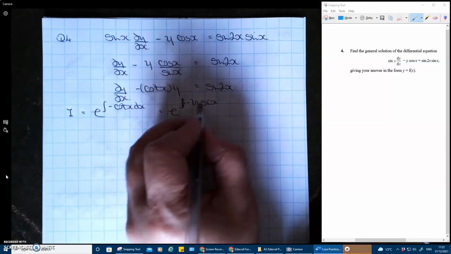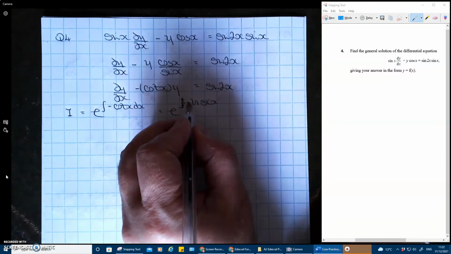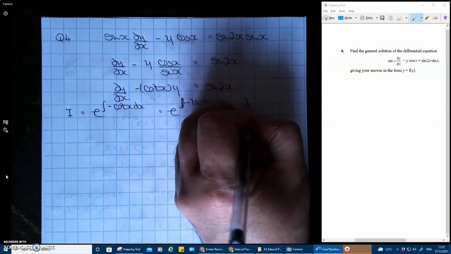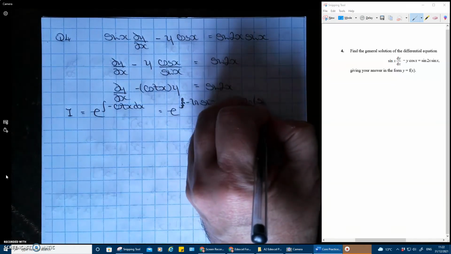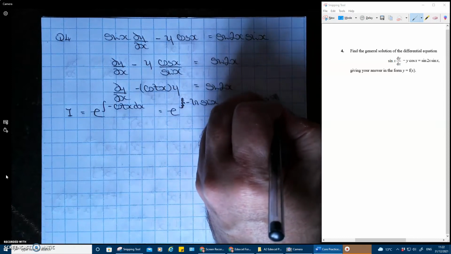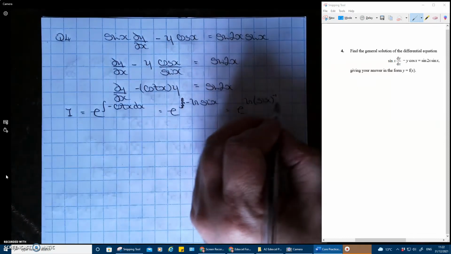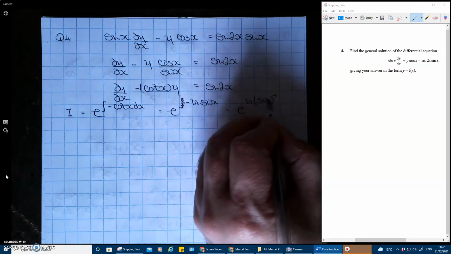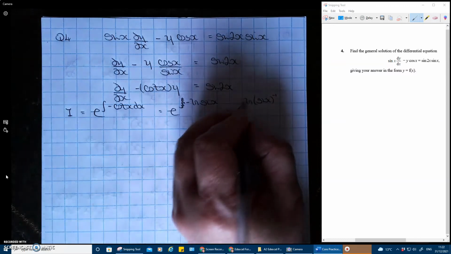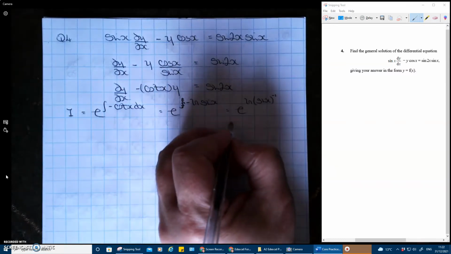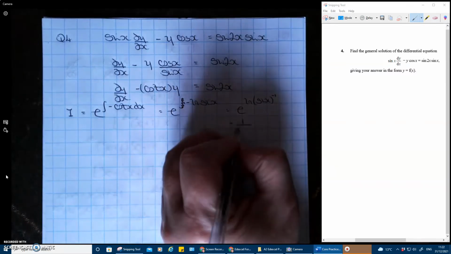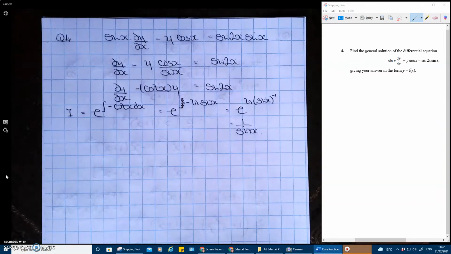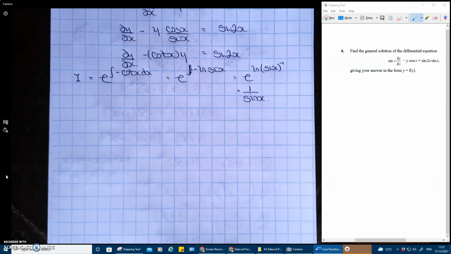I can't cancel the e's and the log until I move this minus. So I'm using laws of logs here. So it's e to the log of sine x to the minus 1. Okay, remember this is not arc sine of x, because that would be sine to the minus 1 of x. This means 1 over sine x. So e and logs are inverses, so I'm left with 1 over sine x. Okay, so my integrating factor is 1 over sine x.